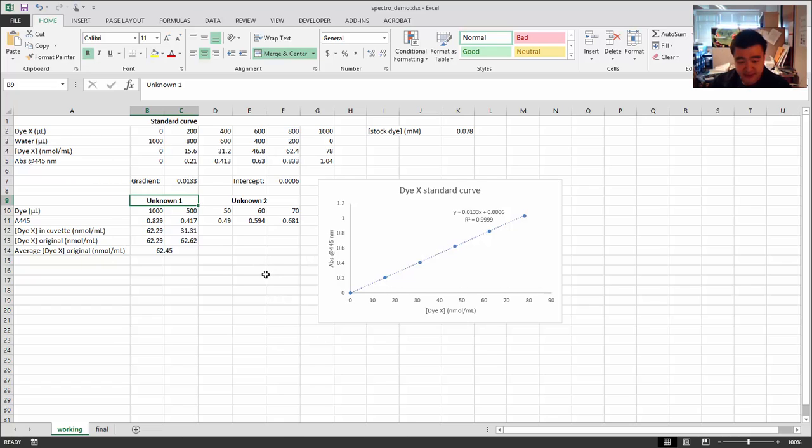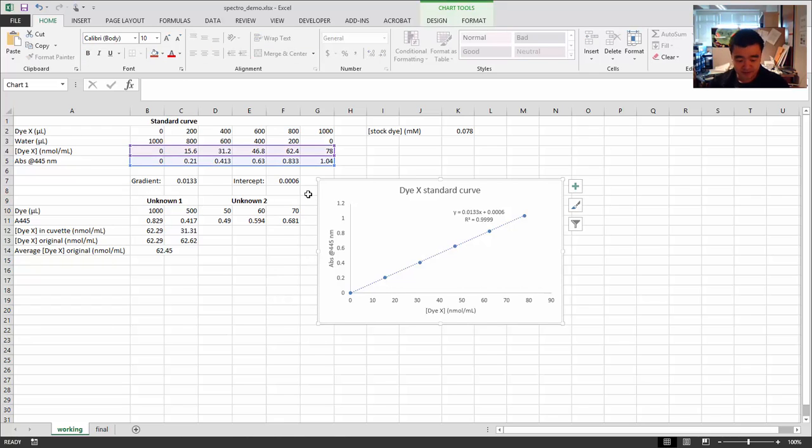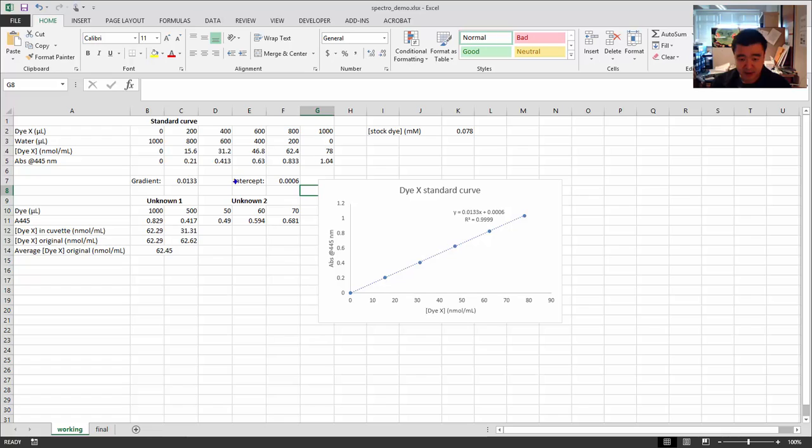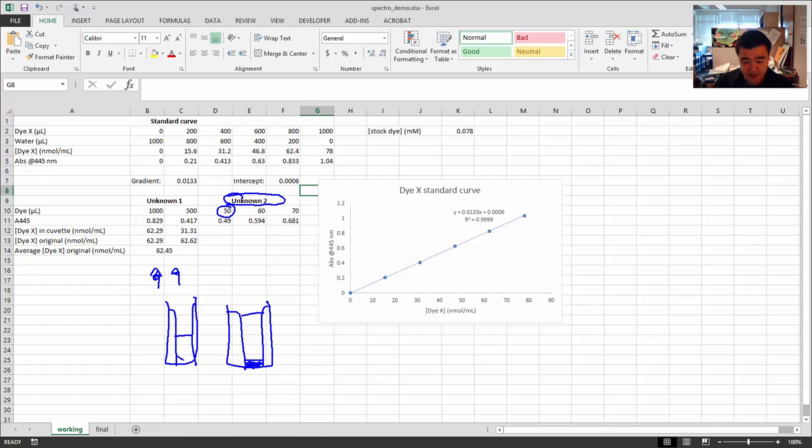Now, the beauty of Excel is that if you set your data up in a particular way, you're able to propagate your formulas across. Because I've set my data up in this particular way, when I think about what's happening in my unknown 2s, in my unknown 2, I still have a cuvette, and I've added, for example, 50 microliters of my very, very concentrated unknown 2. The other 950 is water. Just like over here, where I had 500 microliters of the dye and 500 of the water. Over here, I've got 50 of the dye and 950 of the water.